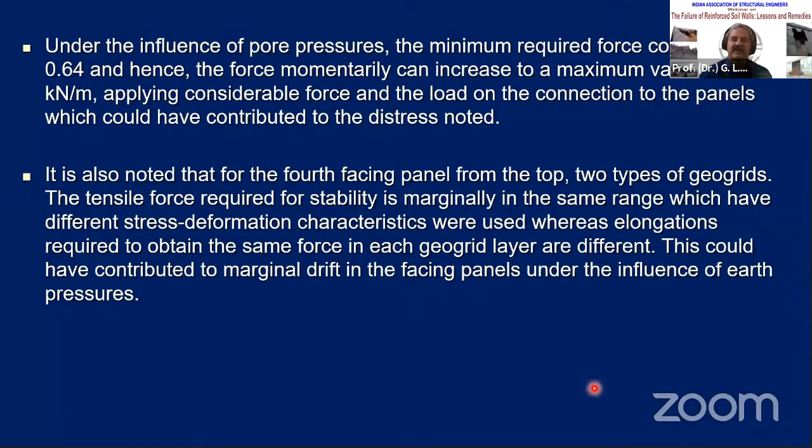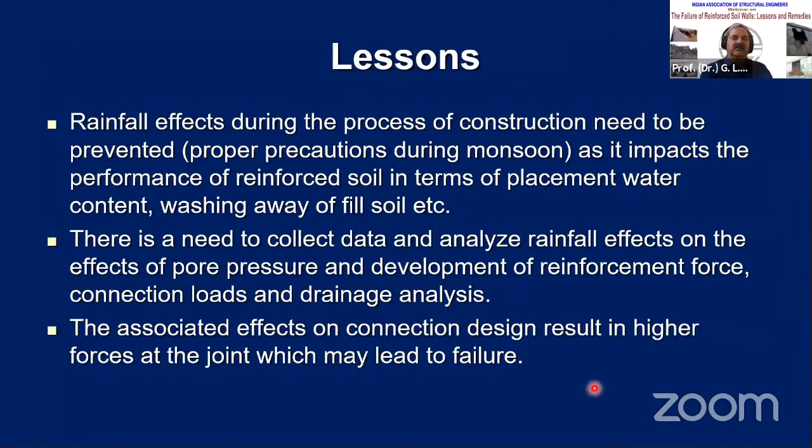And there was always a discussion on this. You try to place different types of geogrids because the variation of stresses is there along the height of the reinforced wall. If you have too much difference in stiffness, as I said about strain compatibility, the strains required will be somewhat different if the materials are too different. So there could be small marginal movements, but in this case, it's more of a rain problem. And so rainfall effects during the process of construction need to be prevented.